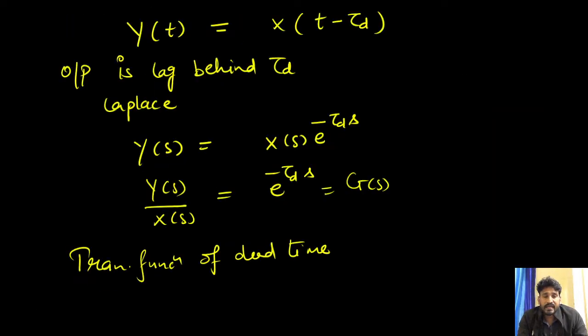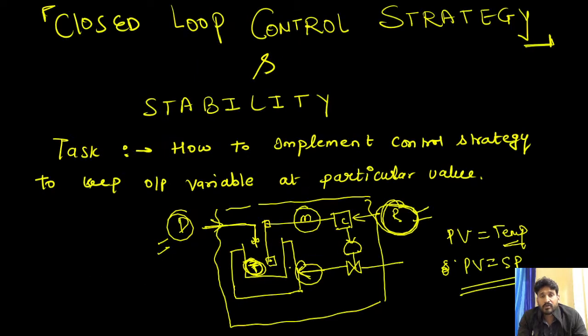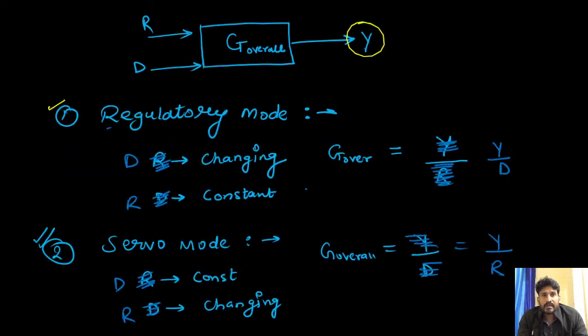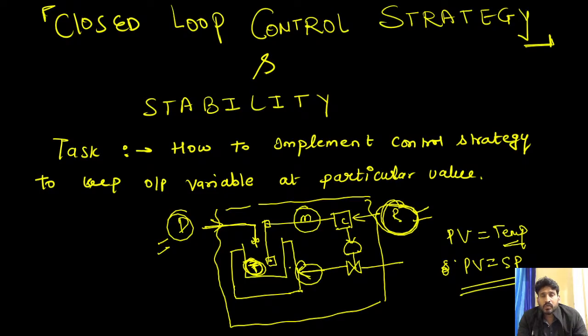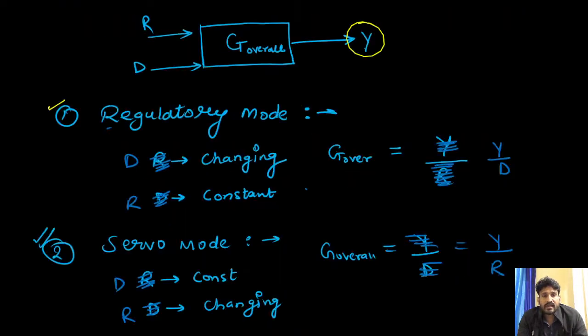After that, we have discussed the dead time. Simply, the dead time transfer function you should know: e raised to power minus tau ds. Okay. After that, we have discussed the closed loop control strategy. In this strategy, we discussed the regulatory mode and servo mode. You should know what is the regulatory and what is the servo mode, because these terms are very, very important.